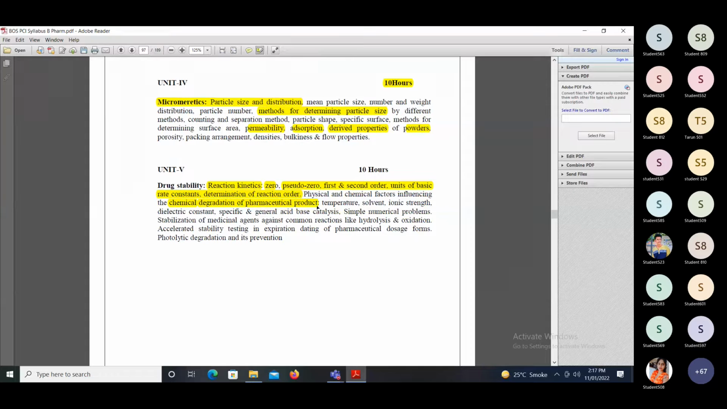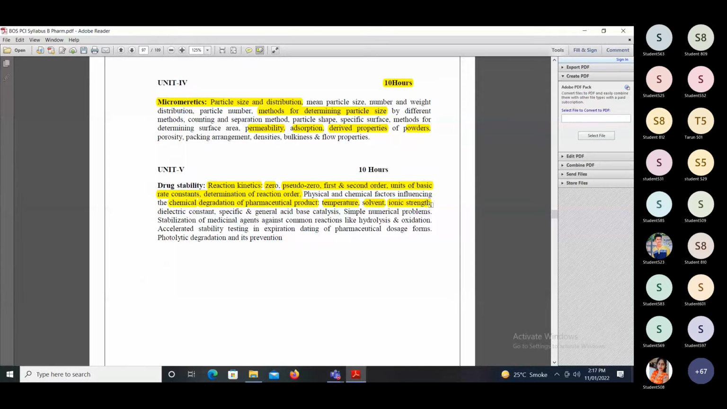What are those factors? First one is the temperature. Temperature is going to affect the degradation of the pharmaceutical product. Then the nature of the solvent is also going to affect the degradation of the product. Then ionic strength is also going to affect, meaning how much ionization takes place when it is dispersed into the dispersion medium. That part we are also going to discuss here. And then dielectric constant is also going to affect the rate of the reaction.